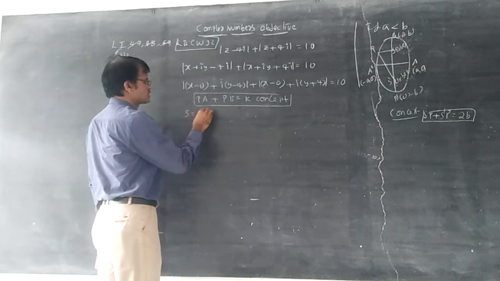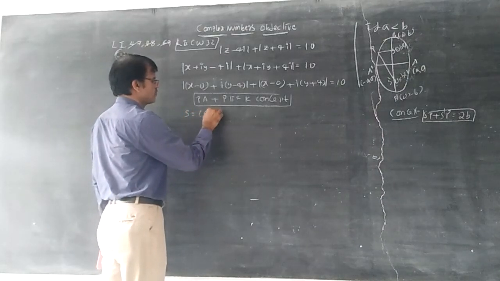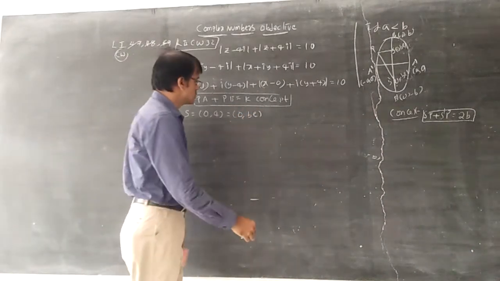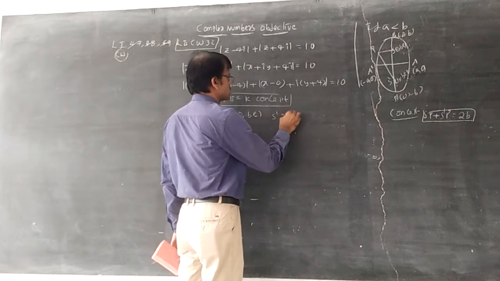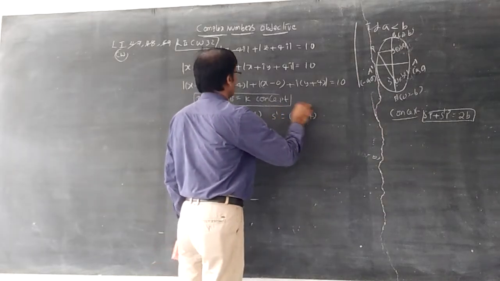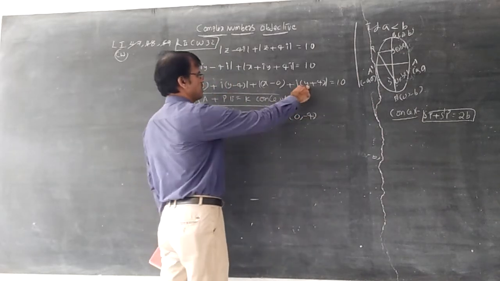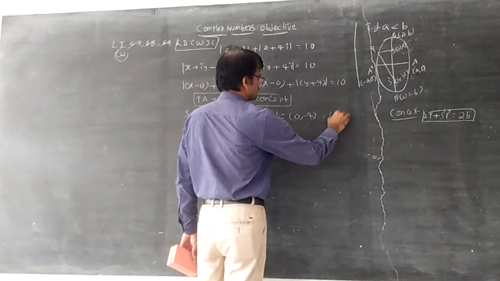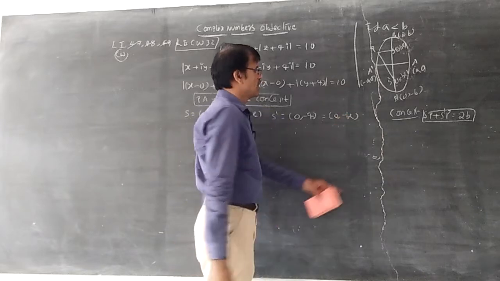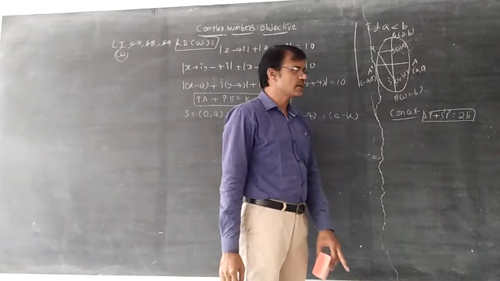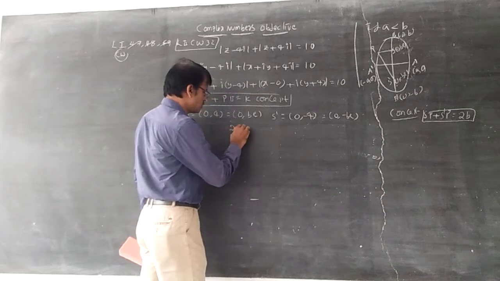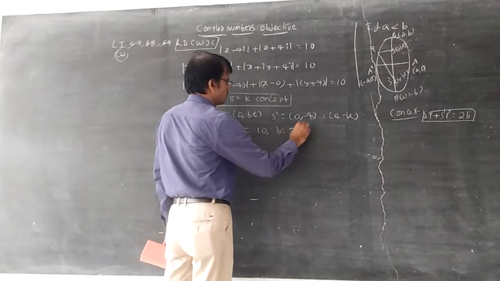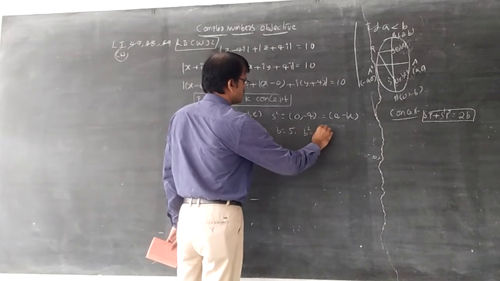Depending upon this, you can understand S is equal to (0, 4)... S is (0, b), and S dash is equal to (0, minus b). If it is minus there, we should write plus; if it is plus there, we should write minus. S dash is (0, minus b), of course. And S plus S dash is equal to 2b. So 2b is equal to 10, so b is equal to 5. Now b square is equal to 25.